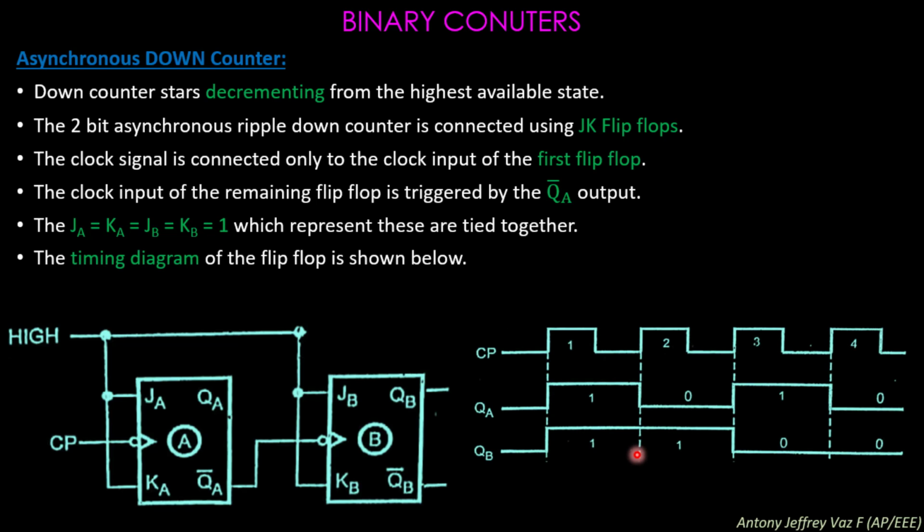And this is the timing diagram, and you may see this is the applied clock pulse, and you can see the count is in a decremented way. Here this represents decimal 3, and this represents decimal 2, and this represents decimal 1, and this represents decimal 0. So the counting is decremented.